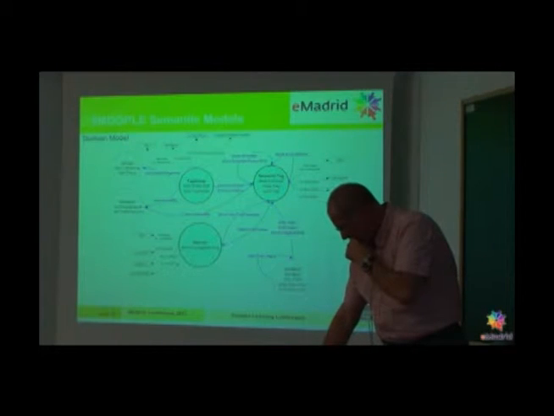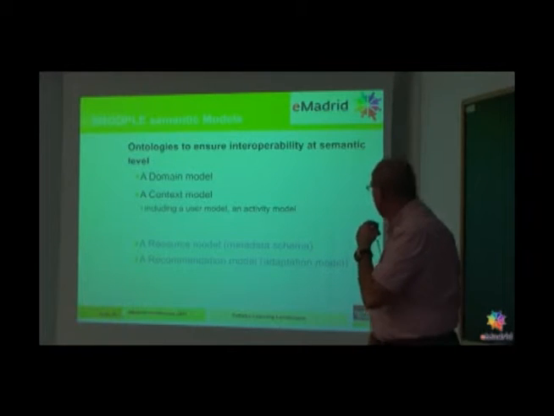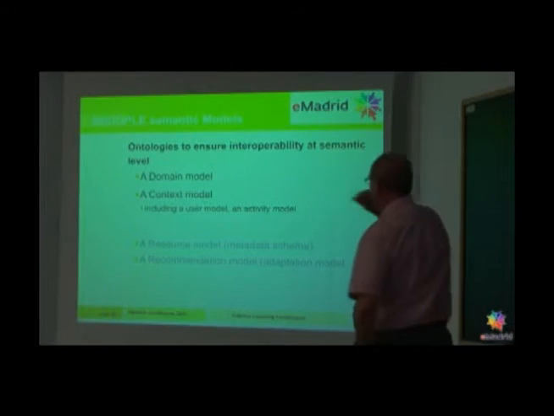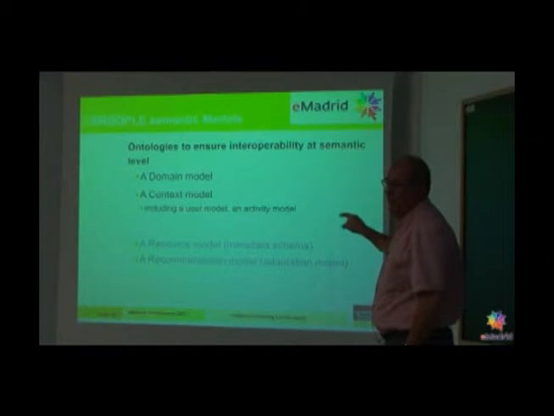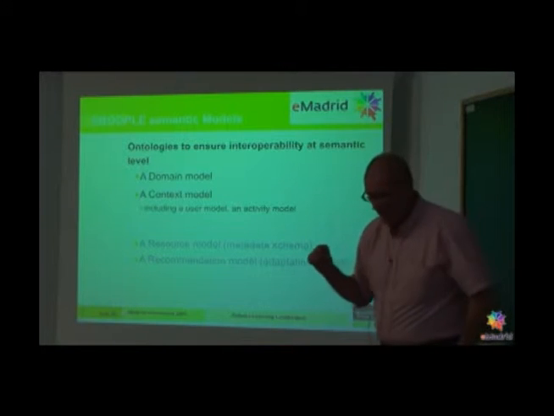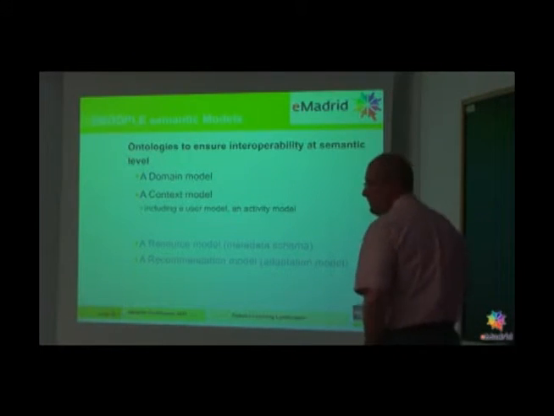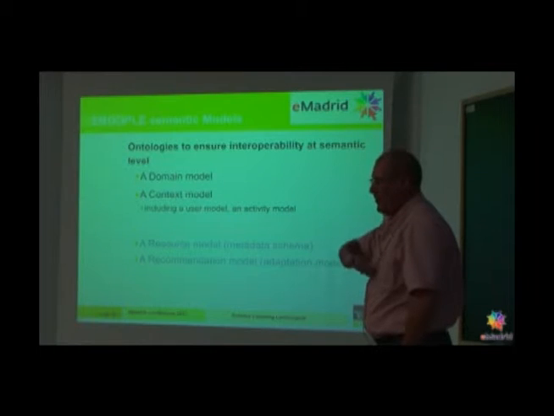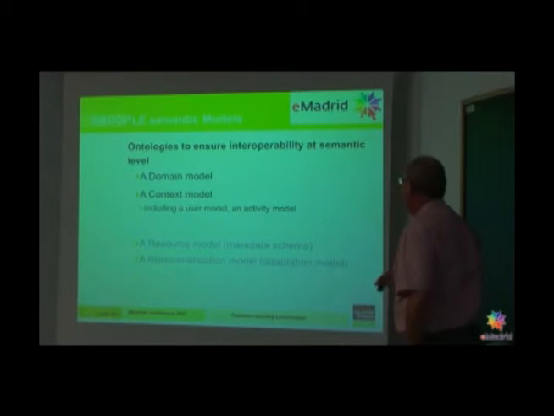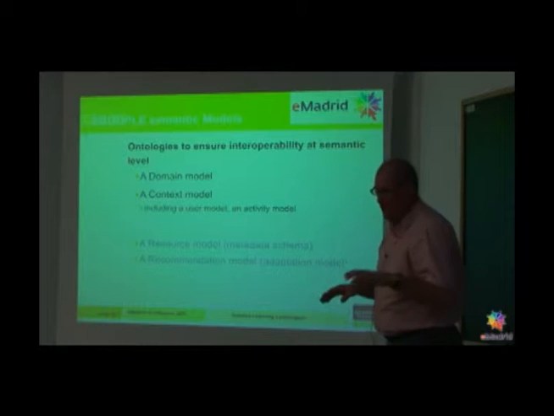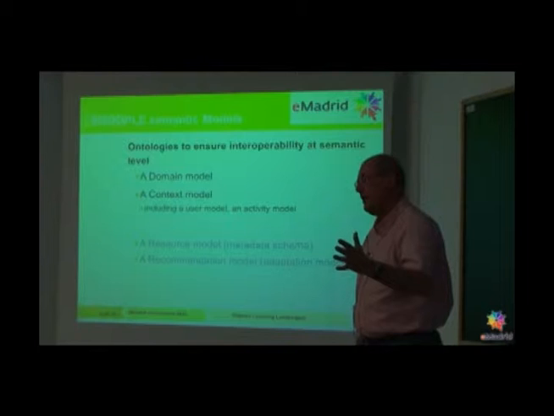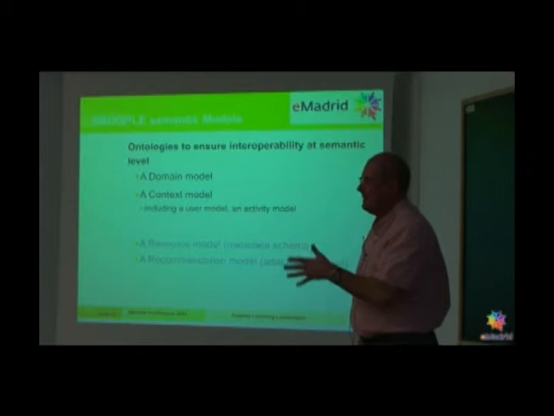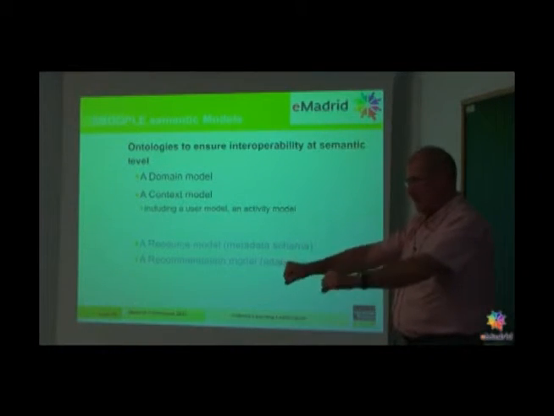Okay, sorry, I missed something. In the context model, of course, we have at least a user model, and we have an activity model. Okay, the idea is that the user model is very common. In all adaptive systems we have a user model. Okay, in the past, we used to have a task model, a hierarchical task model, with which we define context-aware scenarios, and these were strong scenarios.